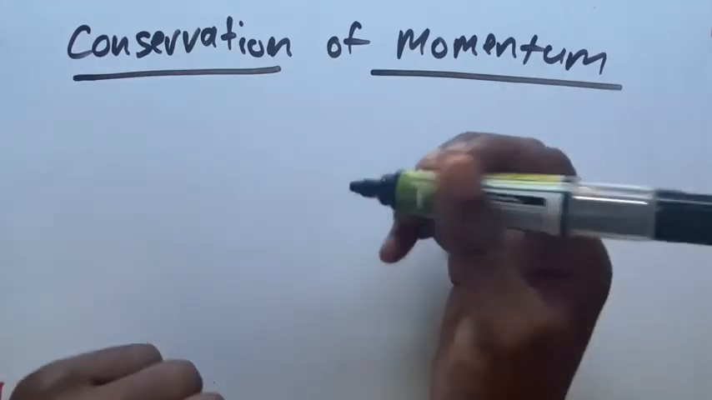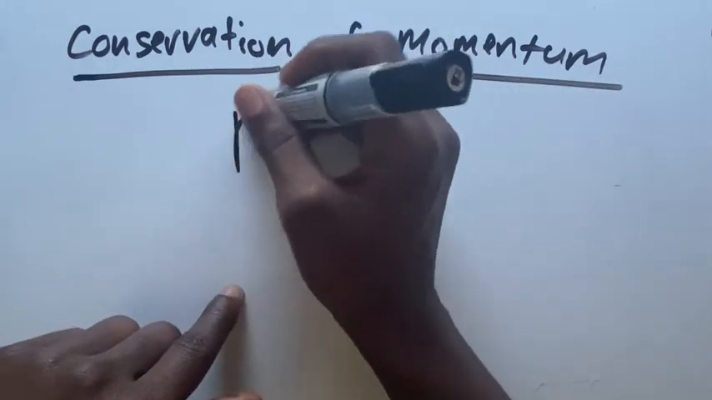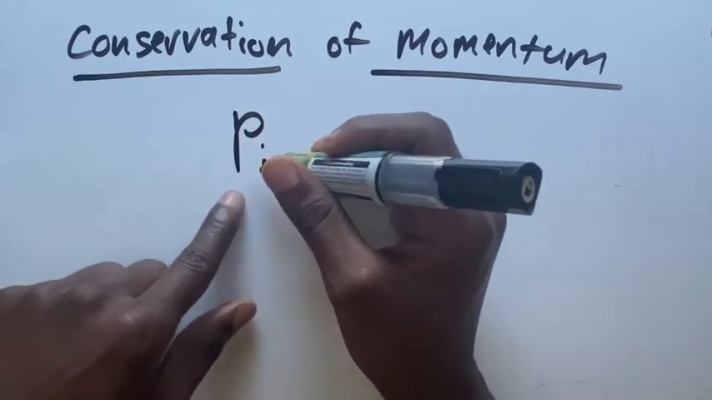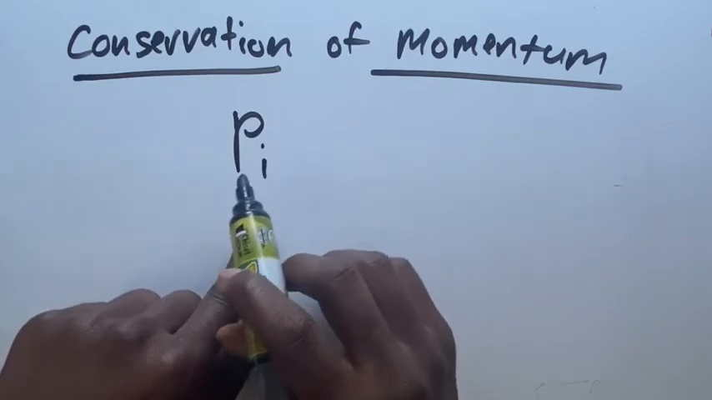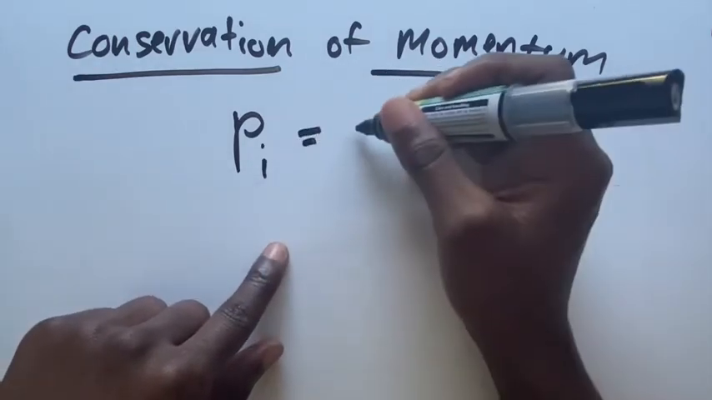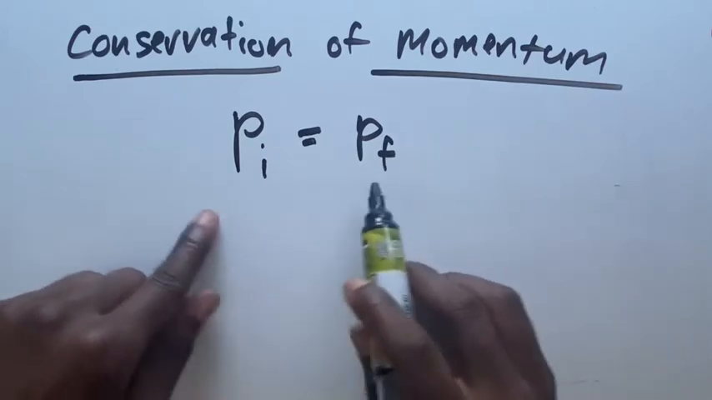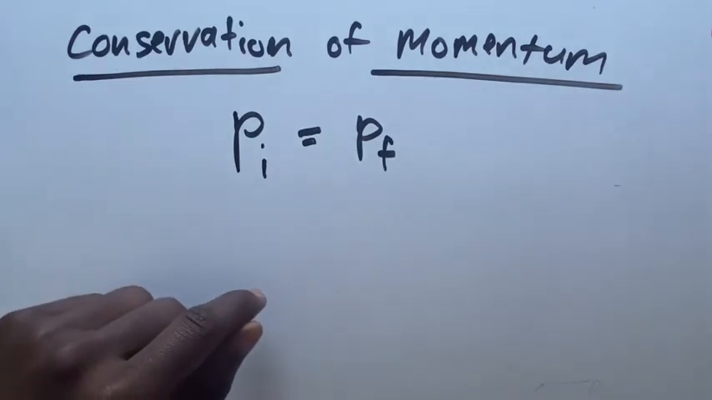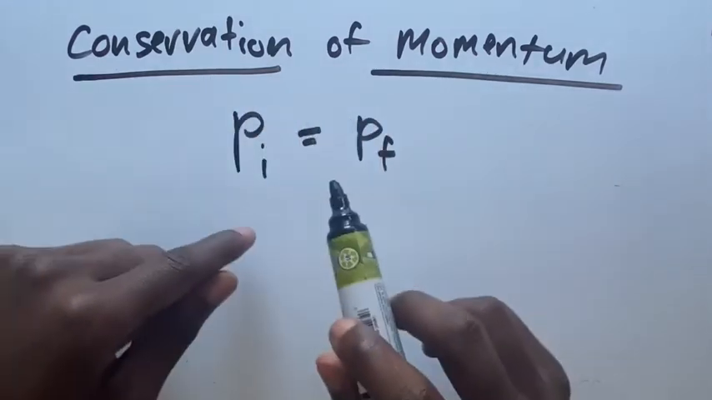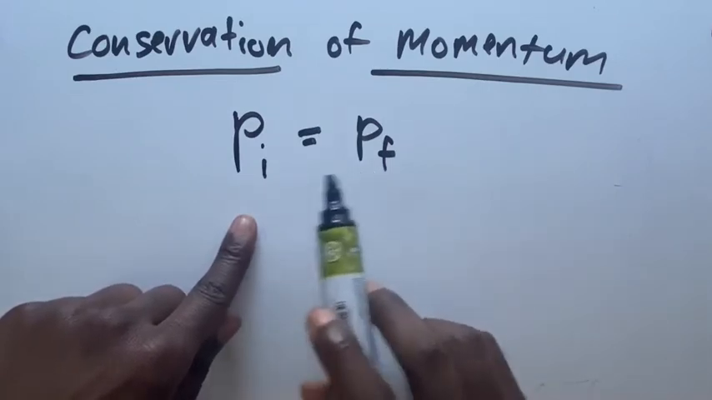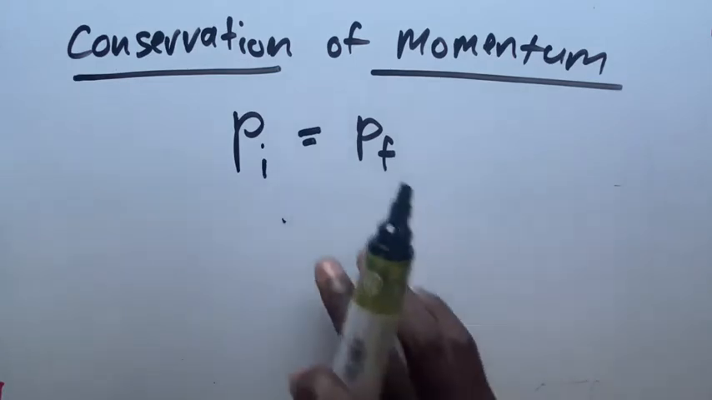So if you have a situation, well, let me write out the equation first. Conservation of momentum basically means the initial momentum. So we know P is for momentum, and I have this little i for initial. The initial momentum is going to be equal to the final momentum for a given system. So if the momentum is conserved, then we can say the initial momentum is equal to the final momentum.